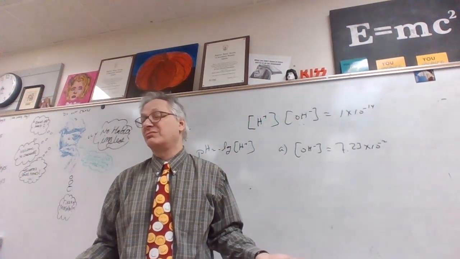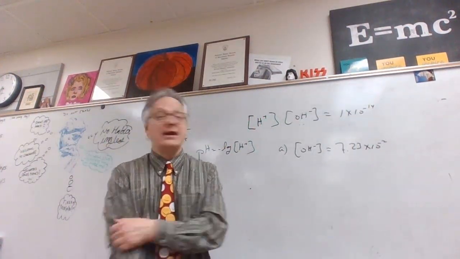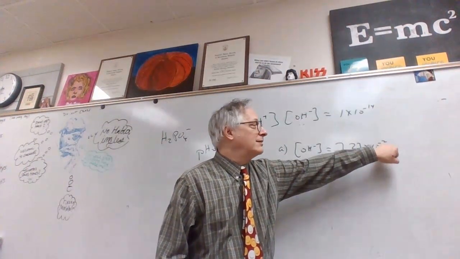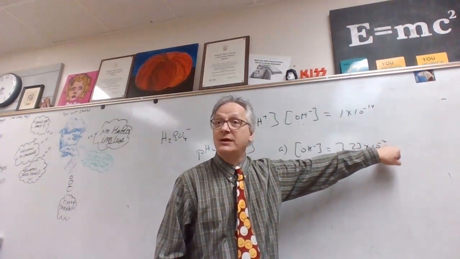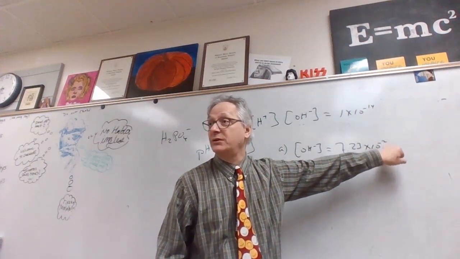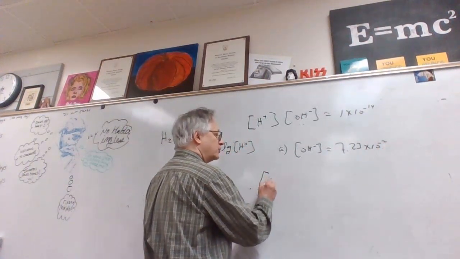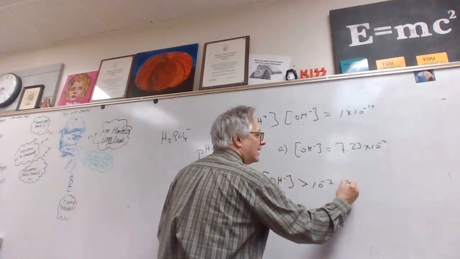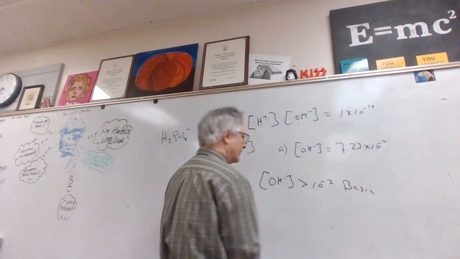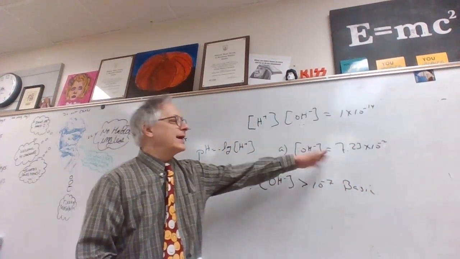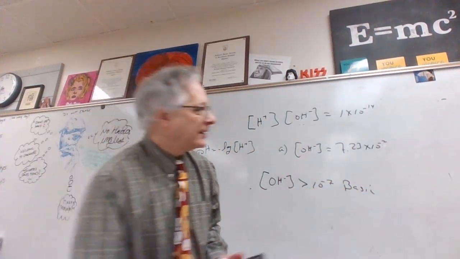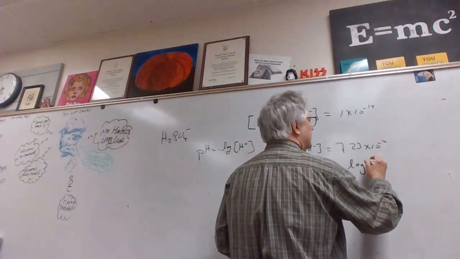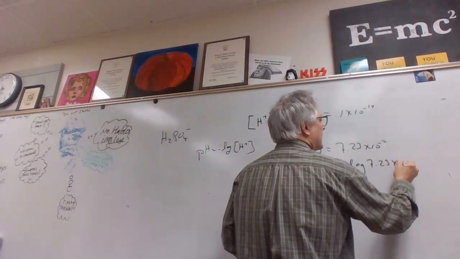Well, I guess they both have two steps, but I think this one's a little bit easier. Just by looking at this, though, this is 10 to the minus 2, so this is going to be a basic solution, because if my concentration of OH minus is greater than 10 to the minus 7, it's basic. So let's go ahead and get the pOH for that. I'm going to take the negative log of 7.23 times 10 to the minus 2.